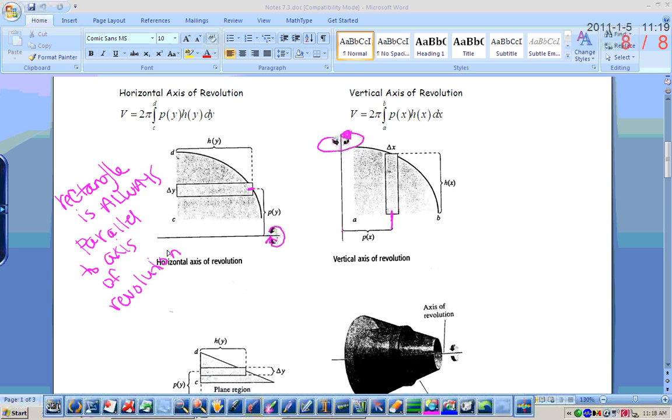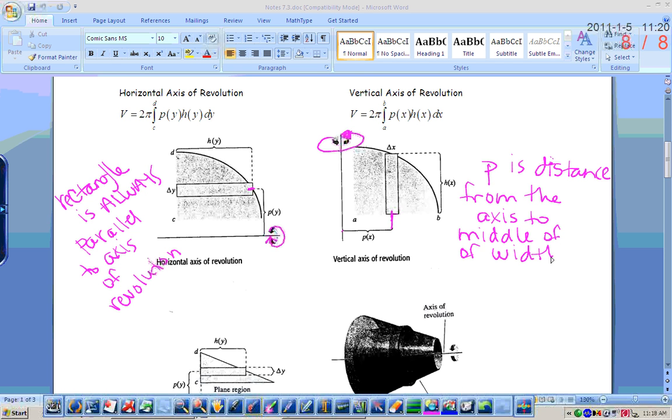So the length of that rectangle, h, is always parallel to that axis of revolution. That's a good way to think about it. And then P, and this is going to make more sense when I work a problem in just a second. P is the distance from the axis to the middle of the width of the rectangle.